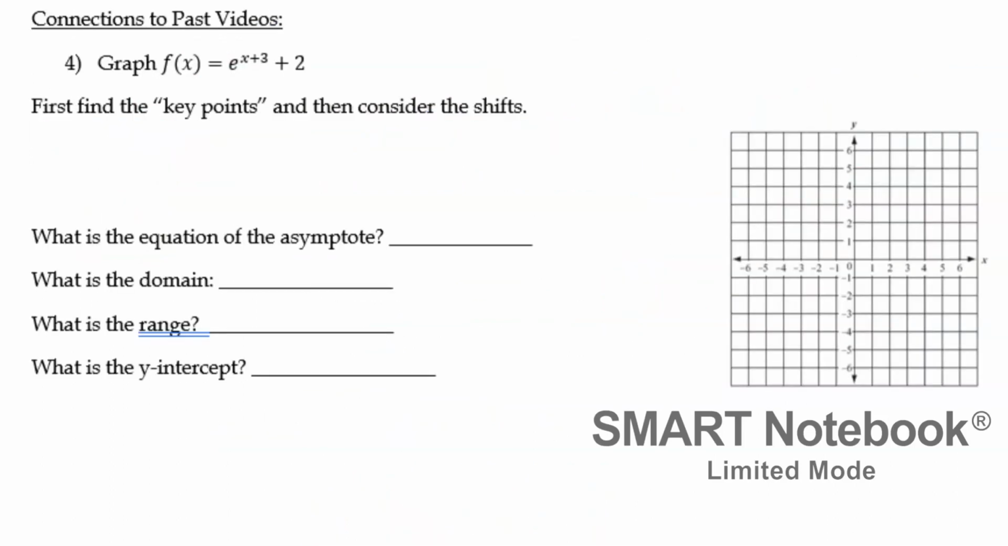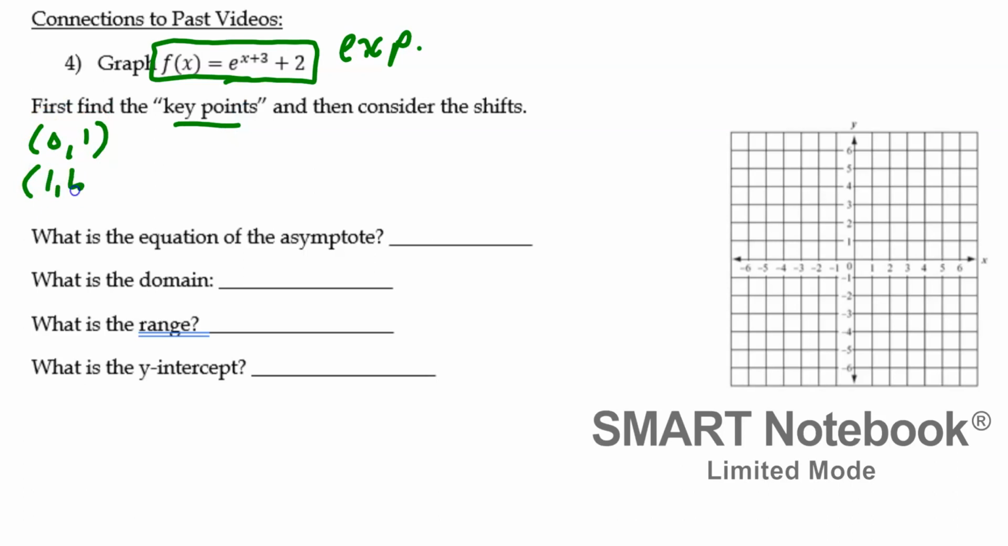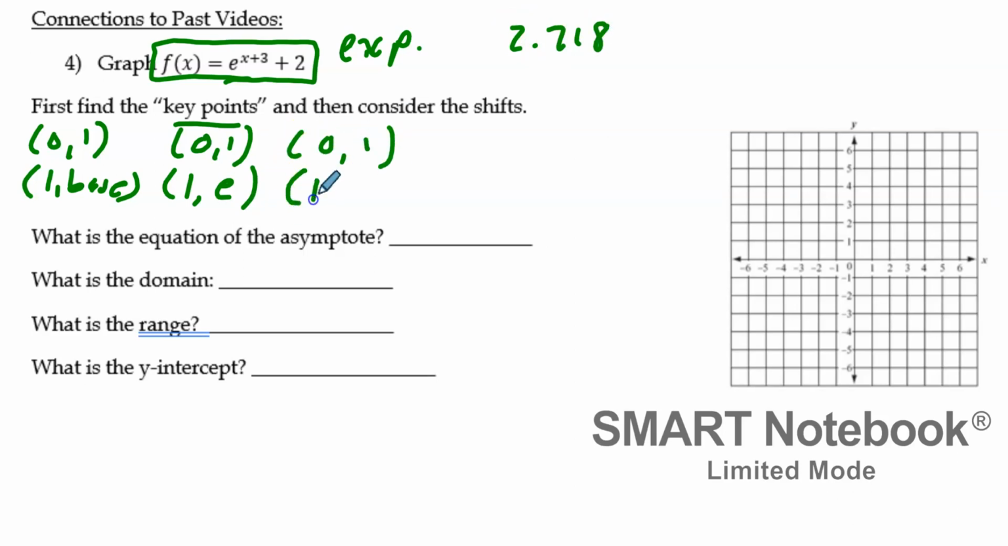All right, let's do a little connection to past videos. We would like to graph this equation here, which even though we haven't been dealing with graphing e yet, it is still an exponential equation. So we're going to treat it like an exponential equation. The key points that we cared about for exponential were (0, 1) and then (1, the base). So this time we have (0, 1) and (1, what?) Well, the base is e, and e is really a number. If we plug e into the calculator, it's really 2.718. So we really have the points (0, 1) and (1, 2.718). Now I know this is rounded, but just so we can have a general graph here.